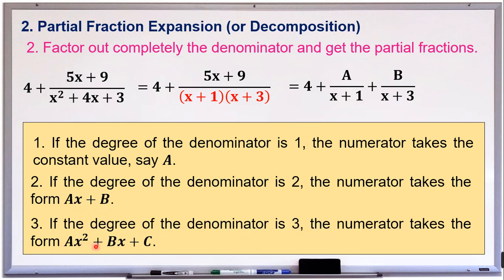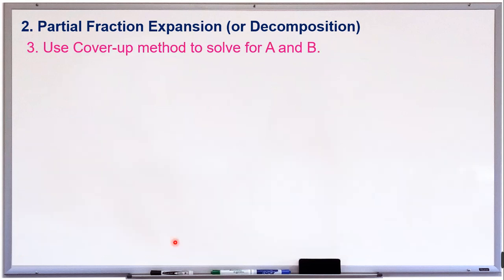So the pattern here is that as the degree of the denominator increases by n, the degree of your numerator should increase by n minus 1. Okay. So next, we're going to use the cover-up method to solve for the unknowns a and b.